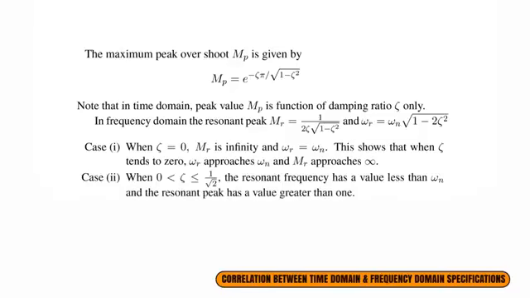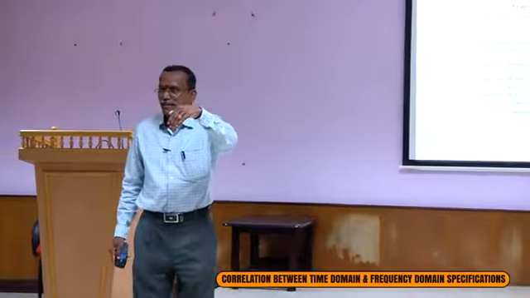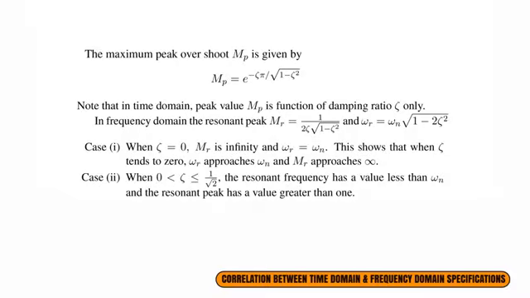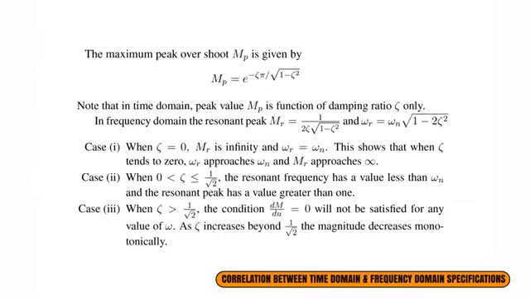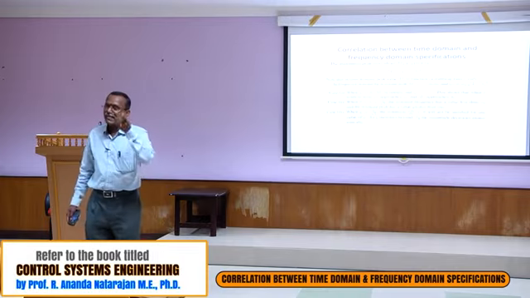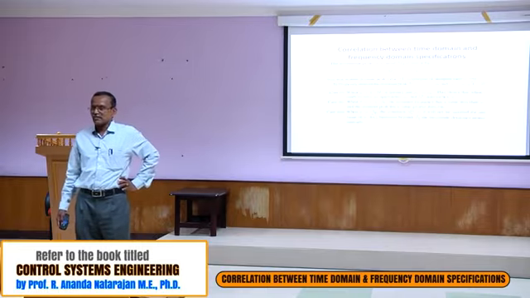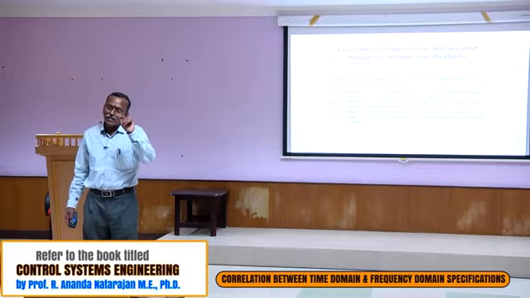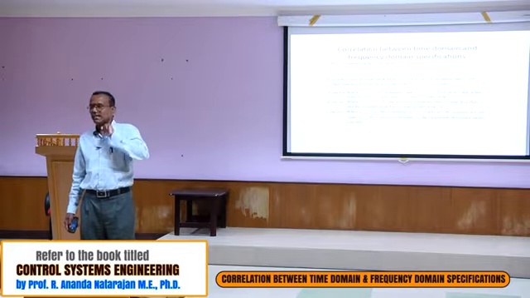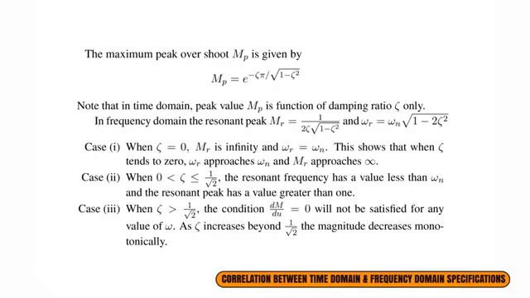When zeta is between 0 and 1 by root 2, the resonant frequency has a value less than omega n. If zeta is greater than 1 by root 2, the condition dM by du equal to 0 will not be satisfied for any value of omega. It gives imaginary values, so it will not give any values. Already we have seen that if zeta is greater than 0.707, it becomes imaginary. That's why zeta greater than 1 by root 2 will not work out.